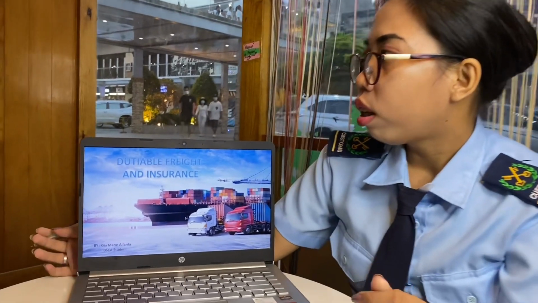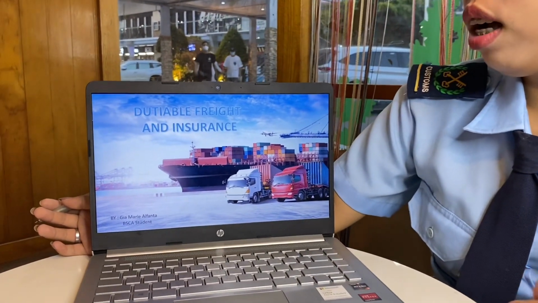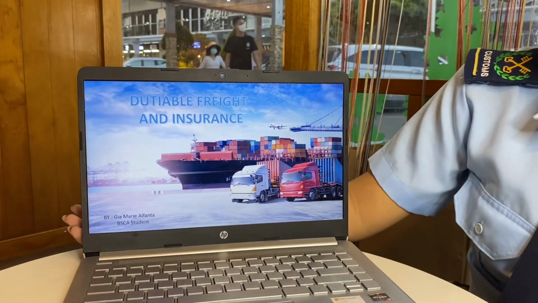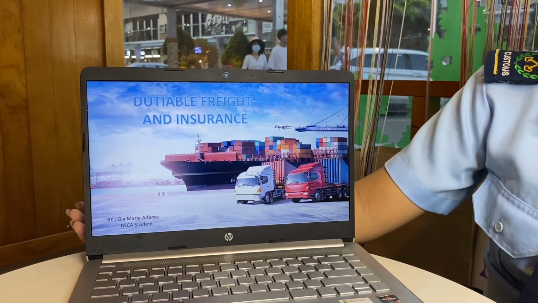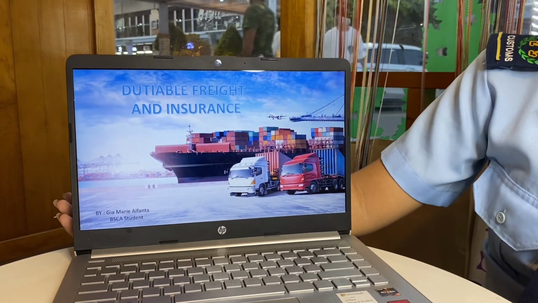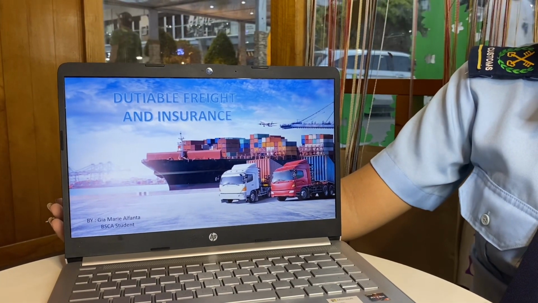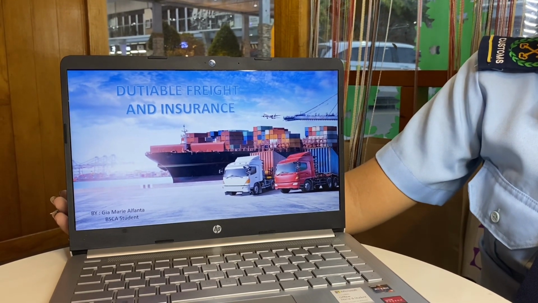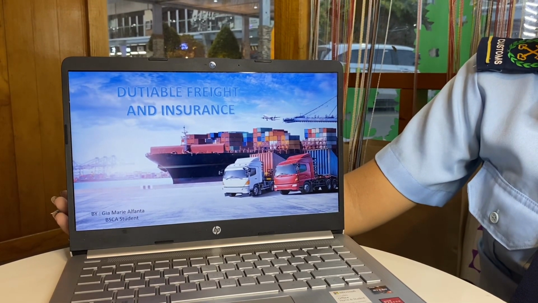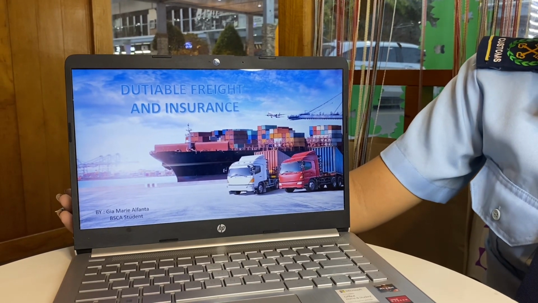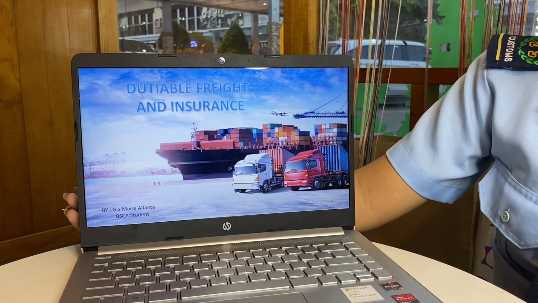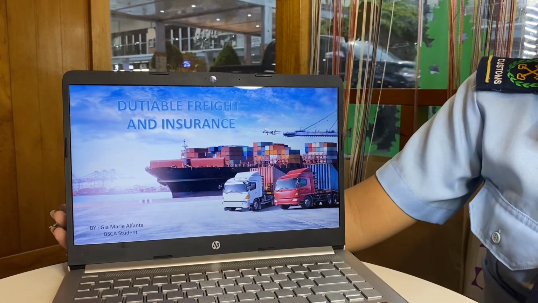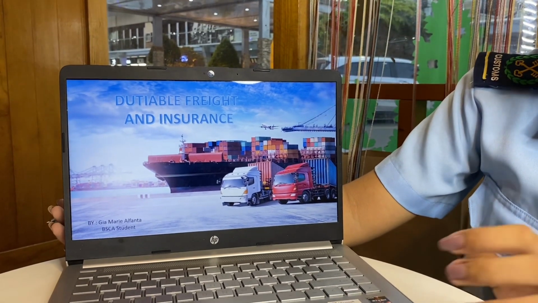So, as we go through the dutiable freight, we all know that freight is the amount paid to a carrier company for transportation of the goods from the point of origin to the agreed location. Well, the insurances tackle the insurances that cover the losses and the damages of cargo when it is in transit between the point of origin and its final destination.